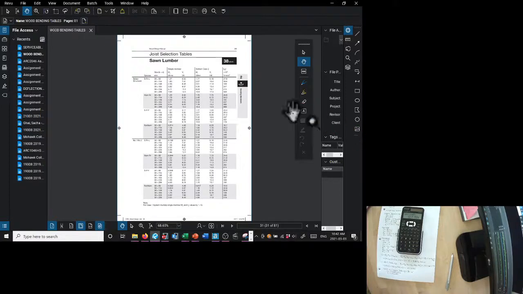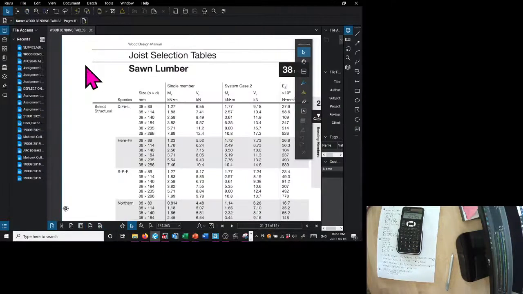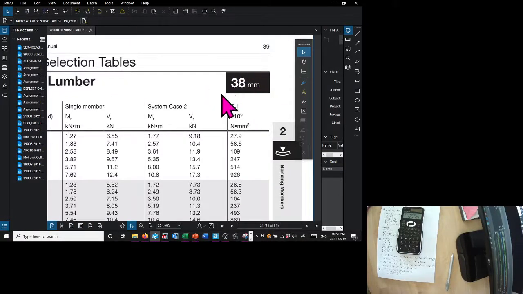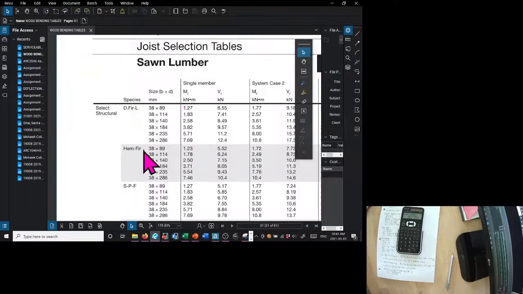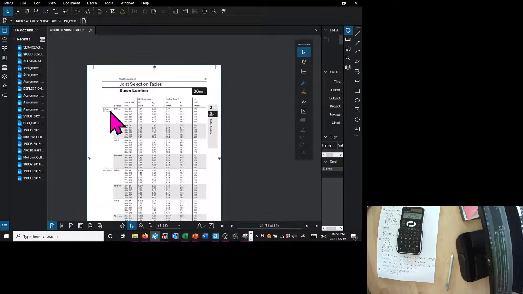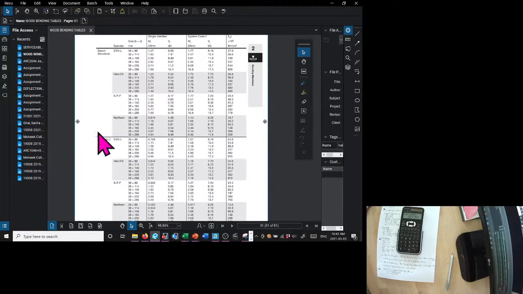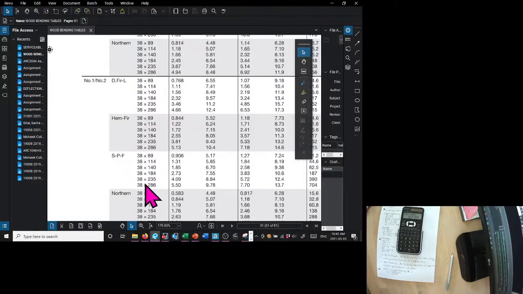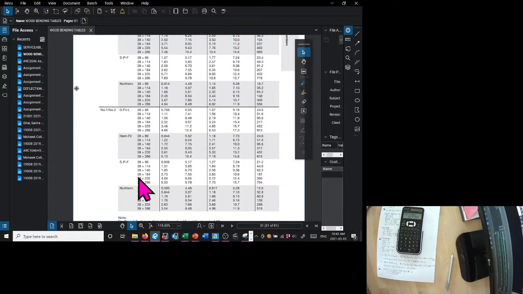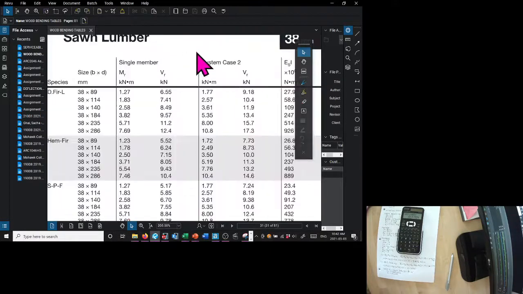some sawn lumber joist selection tables. So look at this. You can see here joist selection tables for 38 millimeter wide members, and these are bending members. And we have different sizes, different species, and different grades. Well, we know we're talking about number one, number two, SPF. And we were talking about a 38 by 184. Let's take a look.